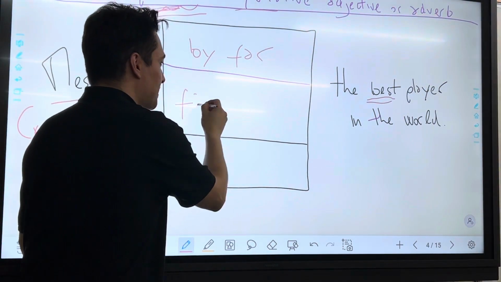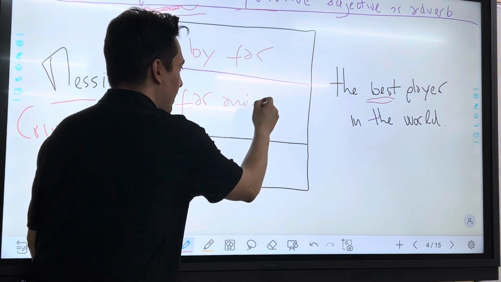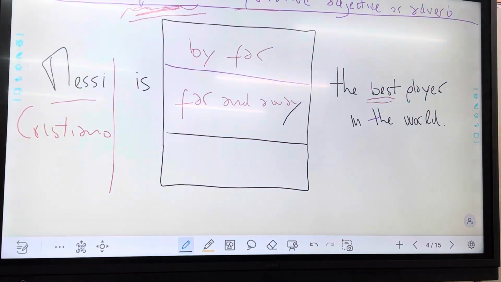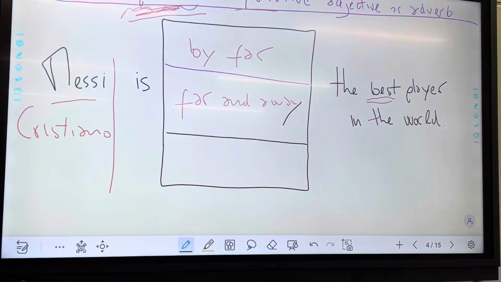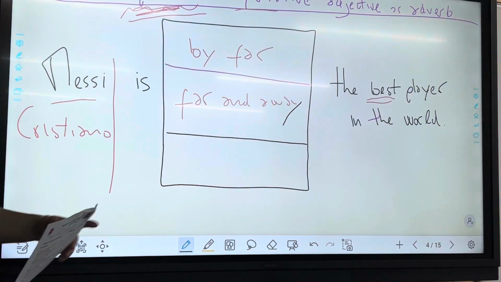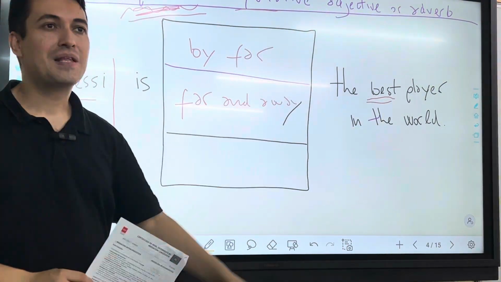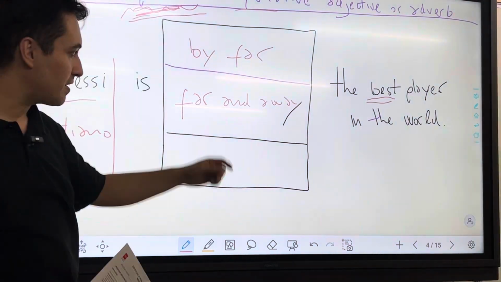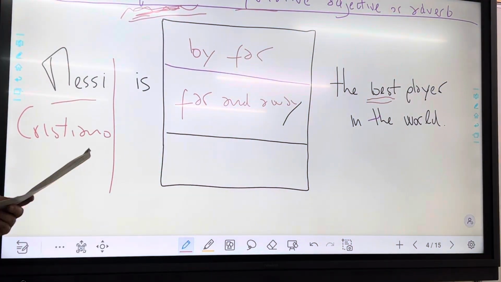I think you said something similar again. Far and away. Messi or Cristiano or Haaland. Haaland is far and away the best player in the world. Far and away. More emphasis. Far and away the best player in the world. And there's one more.